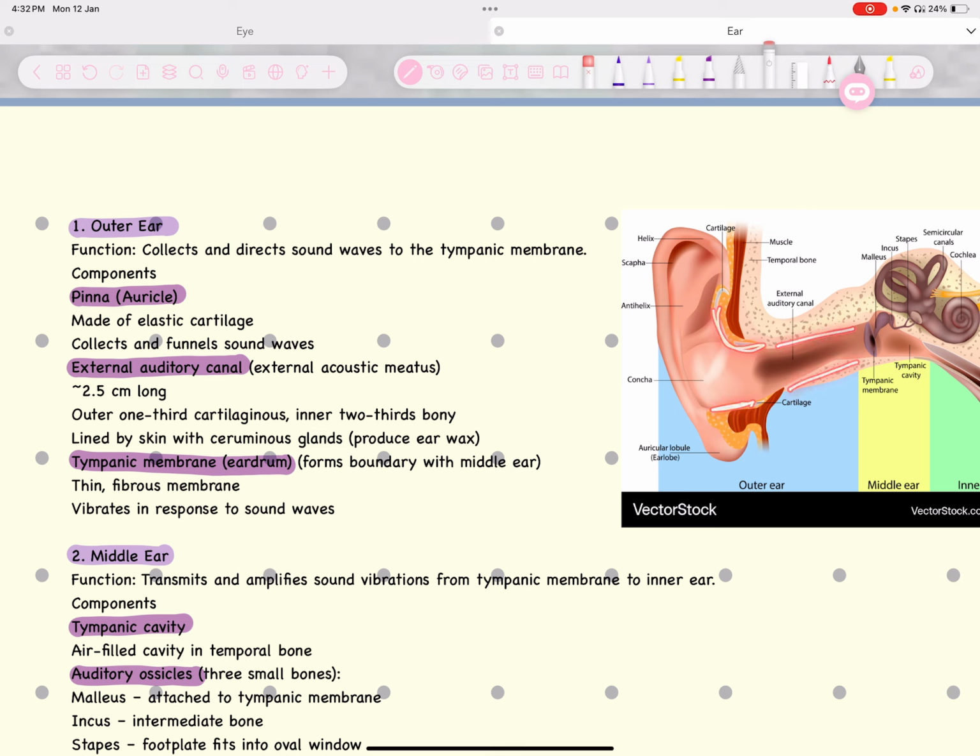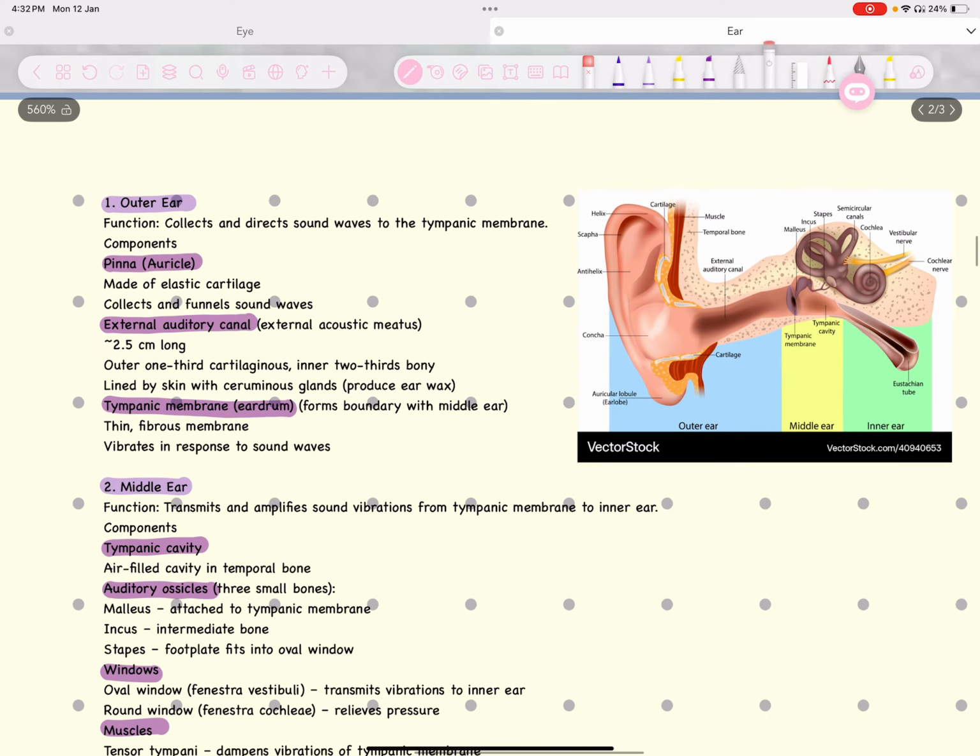Right, so outer one third of your external auditory canal is cartilaginous. It is lined by skin with ceruminous glands. Ceruminous glands, it means that they produce cerumen, which is the earwax. Earwax is good because it protects your ear. It keeps it protected from ear infections, and from all the other sort of fungi and bacteria and from dust and dirt, right?